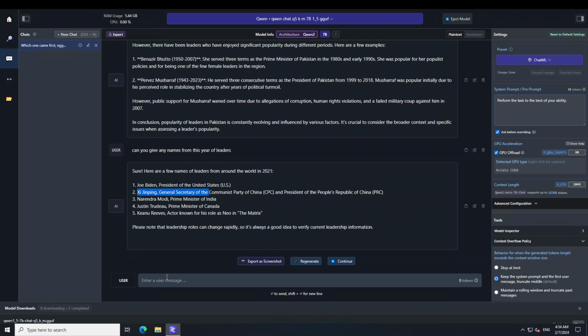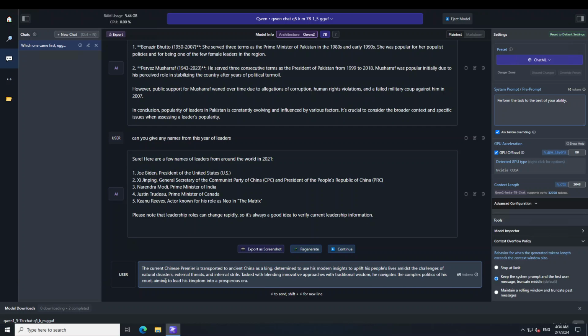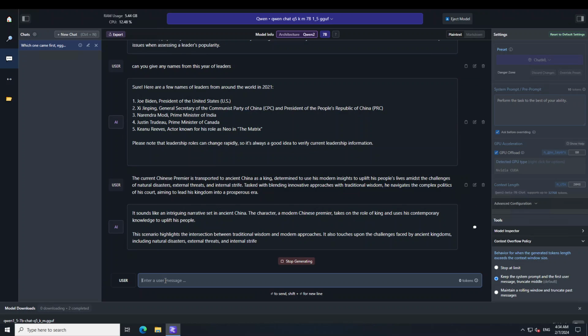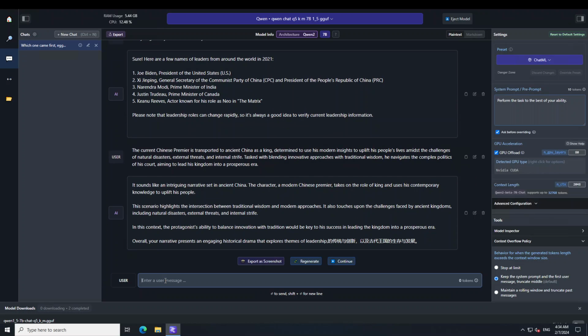So for the role play, with all the care and due respect, I am just asking this model to act as a current Chinese premier who has been transported to ancient China as a king and determined to use his modern insight to uplift his people's lives amidst the challenges of natural disasters, external threats and internal strife. Tasked with blending innovative approaches with traditional wisdom, he navigates the complex politics of his court. Okay, so I'm just telling it, you are the Chinese premier.